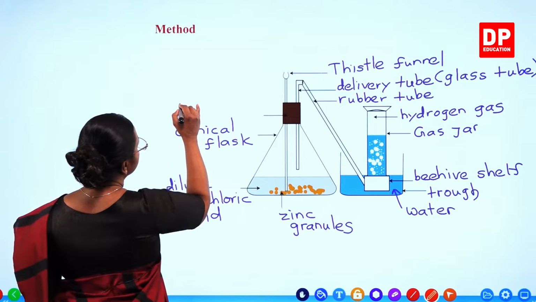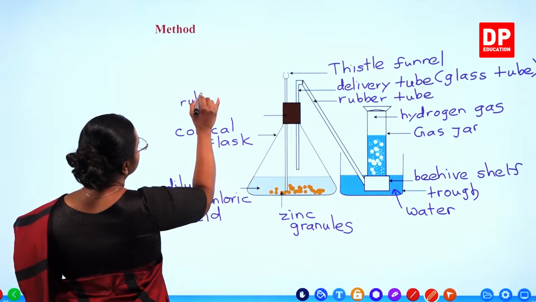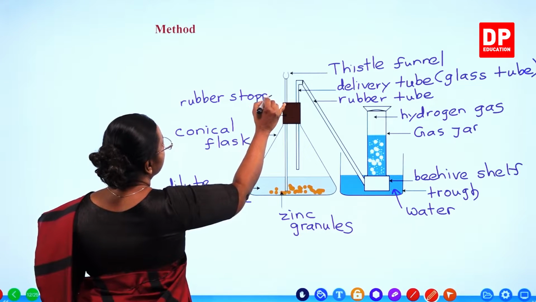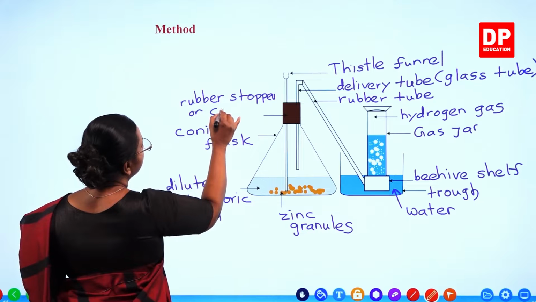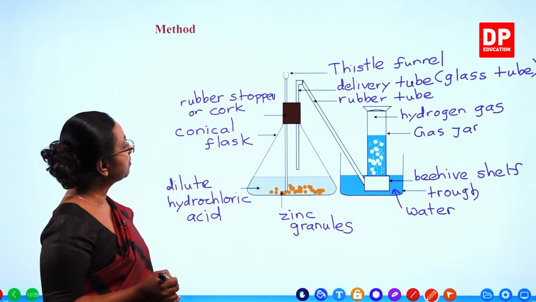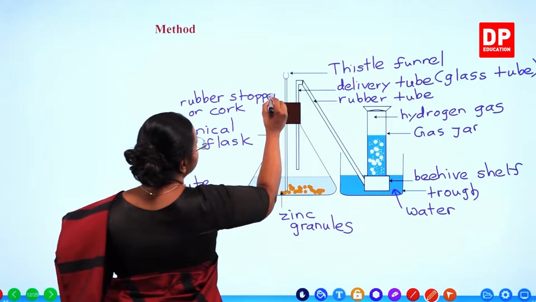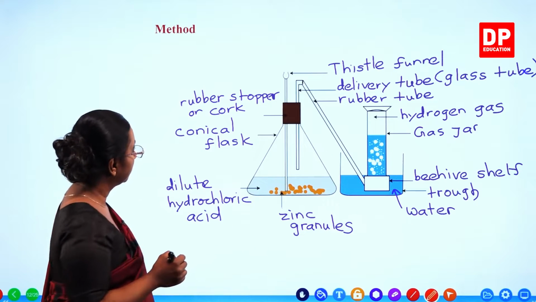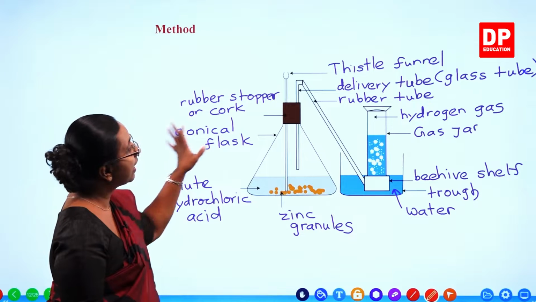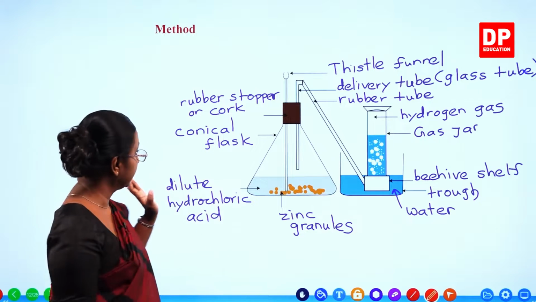and we have the rubber stopper, or it can be cork also. So this can be either a rubber stopper or a cork. Anything is fine. So these are the parts of the apparatus used to collect hydrogen gas, students.